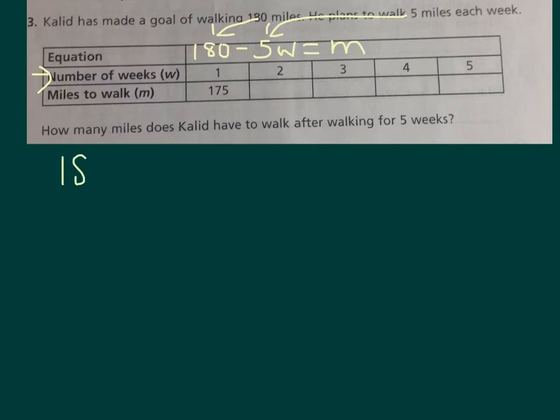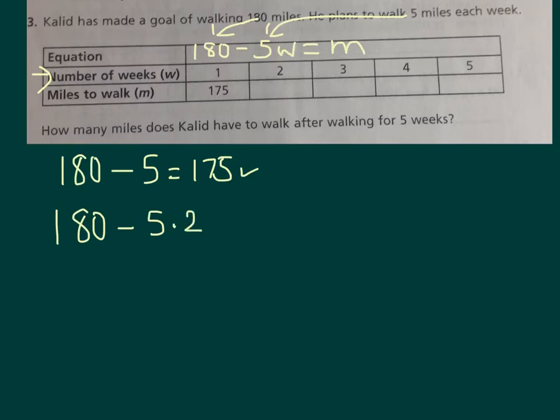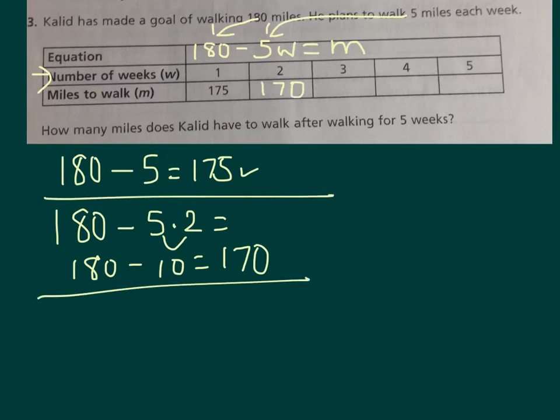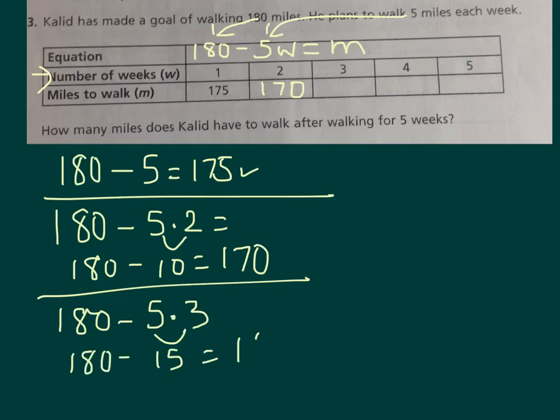So let's check their first one that they gave us. We have 180 minus 5W, which is 5, equals 175. So that checks out. So now I go 180 minus 5 times 2 equals, and 5 times 2 we know equals 10, so we have 180 minus 10 equals 170. So we're going to fill that in our chart. The third one, we have 180 minus 5 times 3 weeks. We know this is 15, so we're going to take 180 minus 15, and that gets us 165.